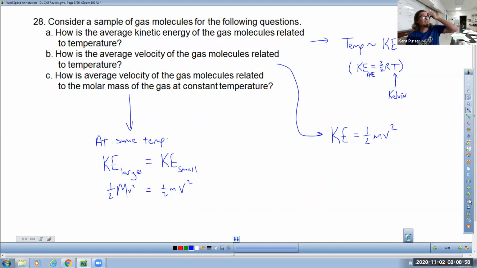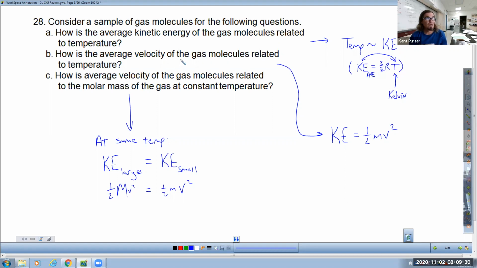Question number 28, consider a sample of gas molecules for the following questions. How is the average kinetic energy of the gas molecules related to temperature? What I told you in your notes is that temperature is directly related to kinetic energy. In fact, for AP chemistry, we even have a formula. I think I'm actually going to use that formula in a few minutes. So therefore, I don't need to talk too much about this, except that you can see that because of that equal sign, kinetic energy and temperature are directly related to each other, as long as it's in Kelvin.